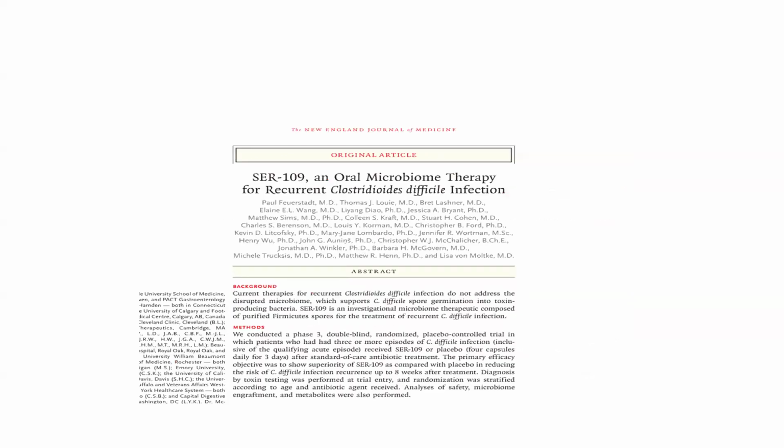And this is another paper which was published in NEJM. And according to that, the use of oral microbiome therapy is effective in preventing recurrence of Clostridium difficile infection.